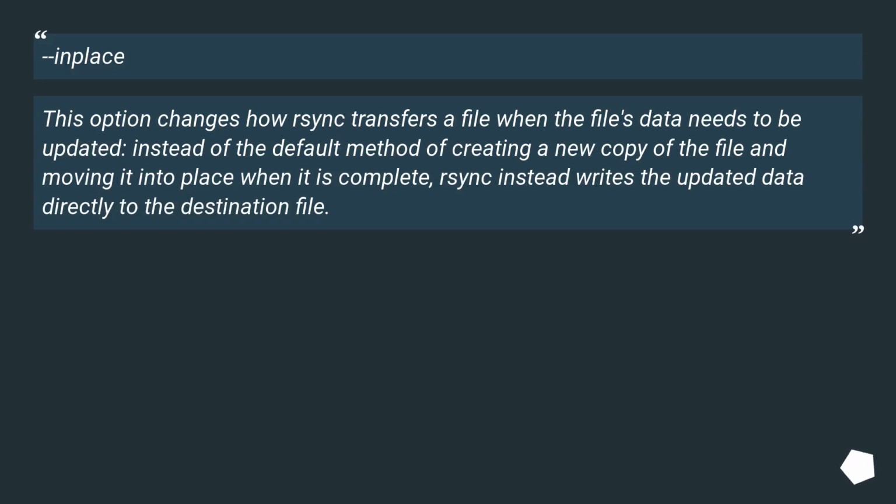--inplace. This option changes how rsync transfers a file when the file's data needs to be updated. Instead of the default method of creating a new copy of the file and moving it into place when it is complete, rsync instead writes the updated data directly to the destination file.